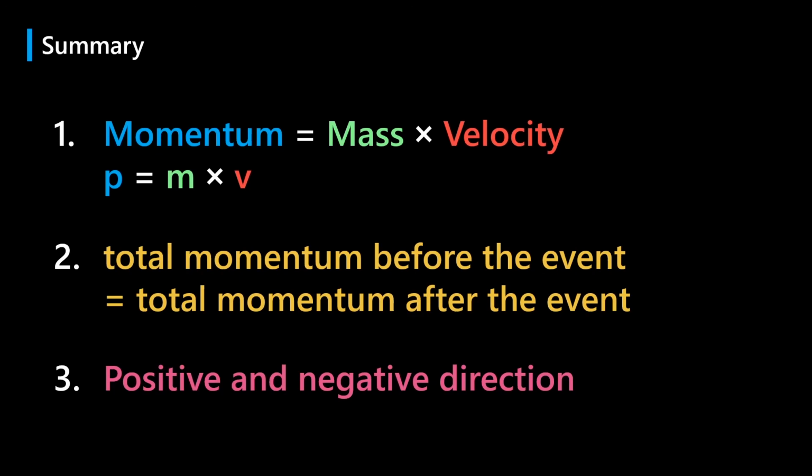To summarize, I've gone over momentum and what it actually is. It's the mass multiplied by velocity. Its units are kilogram meters per second. I've gone over what the principle of conservation of momentum is, which is saying that the total momentum before an event is equal to the total momentum after that event. And I've emphasized the importance of having your positive and negative directions, keeping in mind your directions when you're using vectors, such as velocity and momentum.